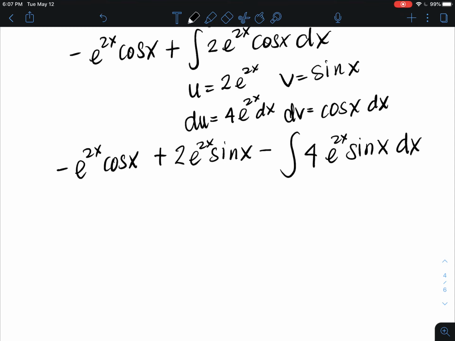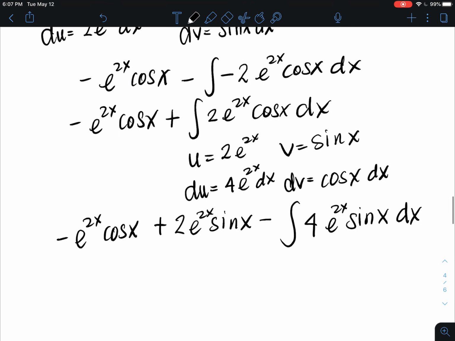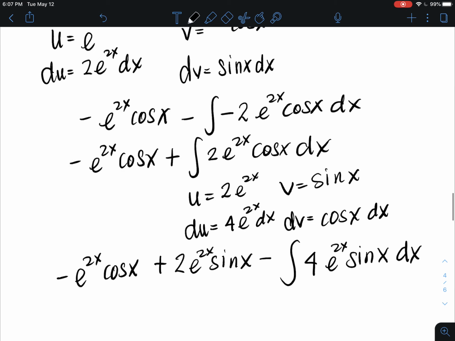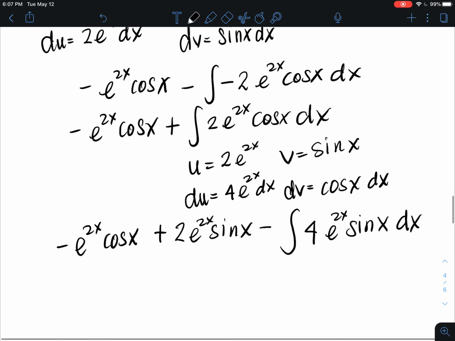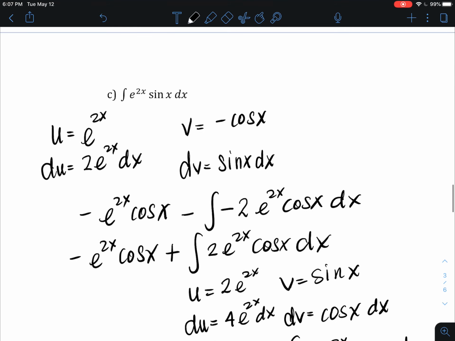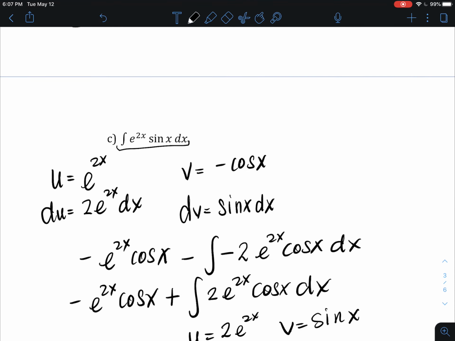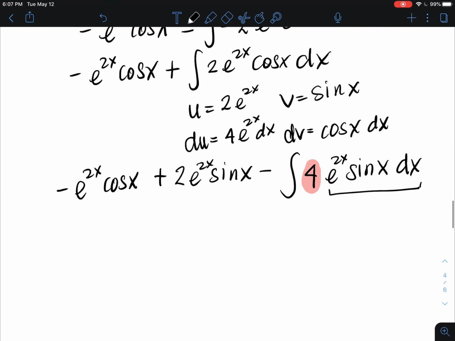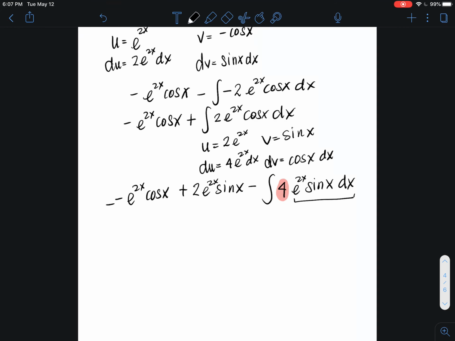Okay, so now there's something special here. If I take out this 4, let me highlight it, what is left over is actually what I had from the beginning. So in reality, let me see if I can make it fit here. This equals the integral of e to the 2x sine x dx. So that is going here.